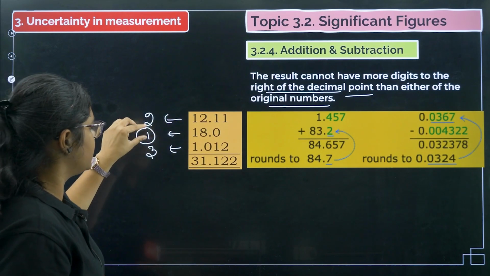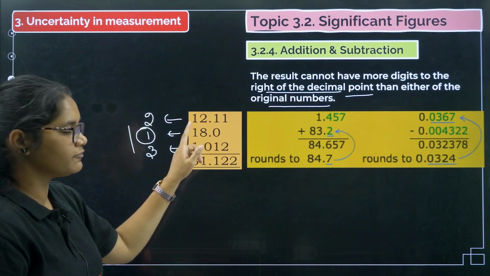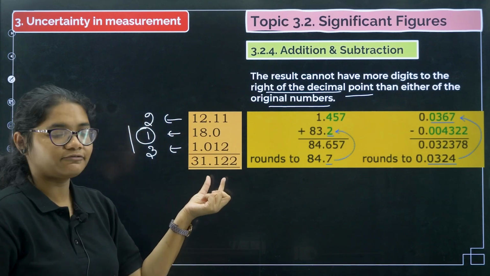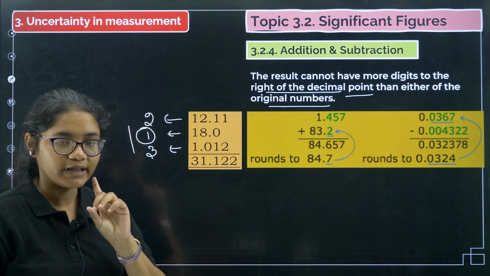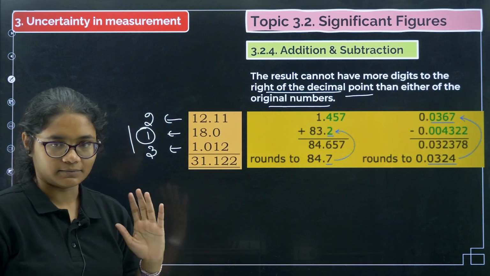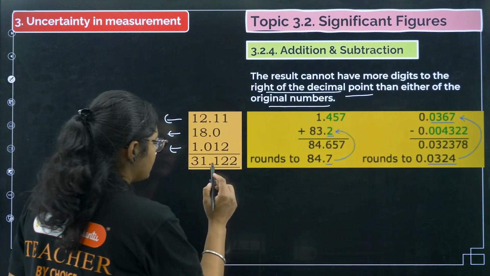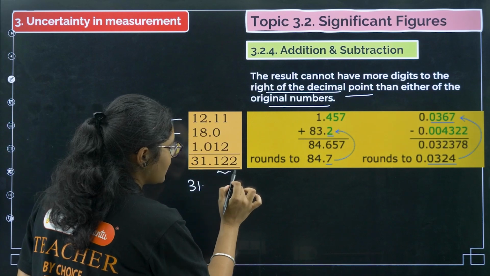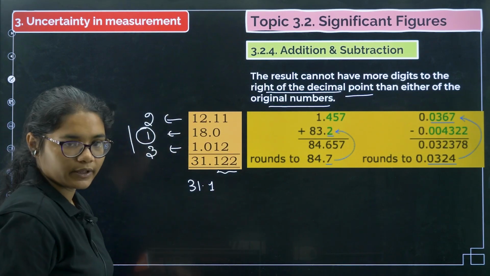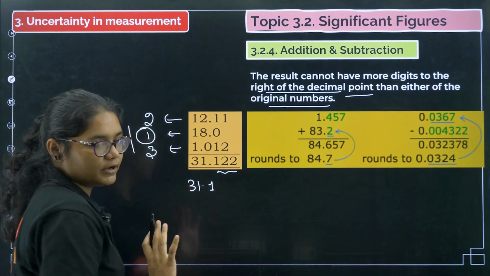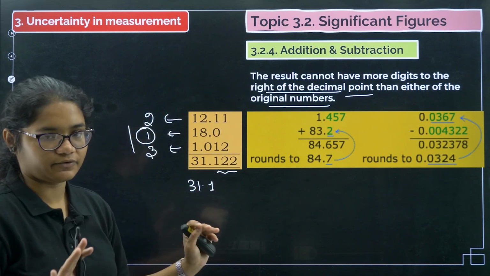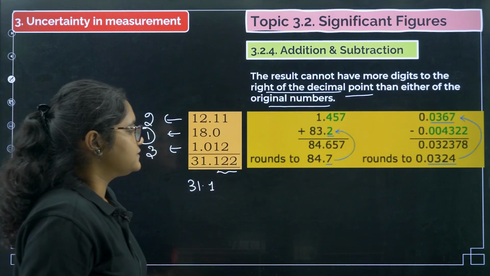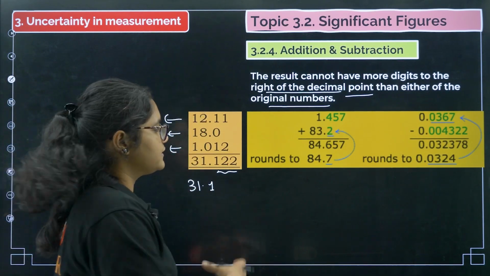So you need to select the lowest number of digits after the decimal, and the final answer should also have only one digit after the decimal. So if I see 31 point, it can have only one digit, so this 122 is rounded off to 1. So I can write only 31.1. How this rounding off takes place, we will discuss next in some time. Now let us see the next one.